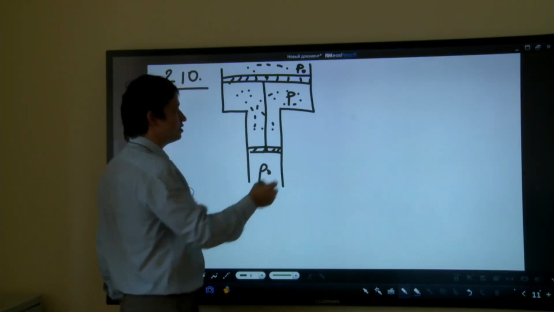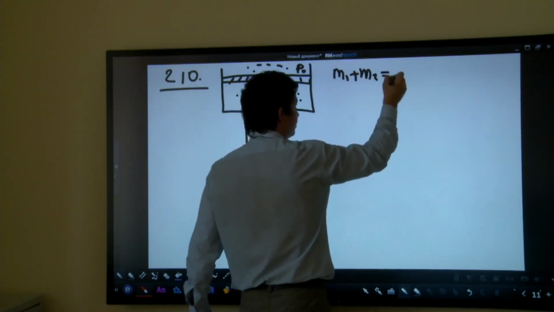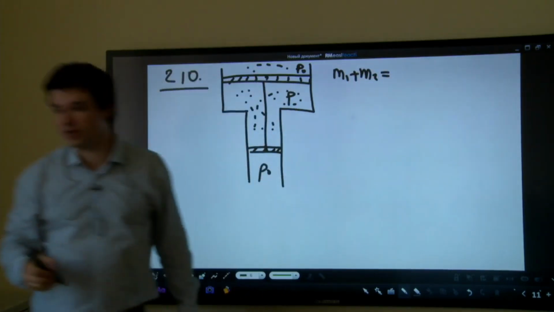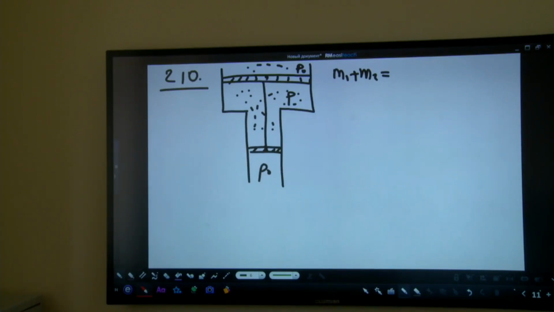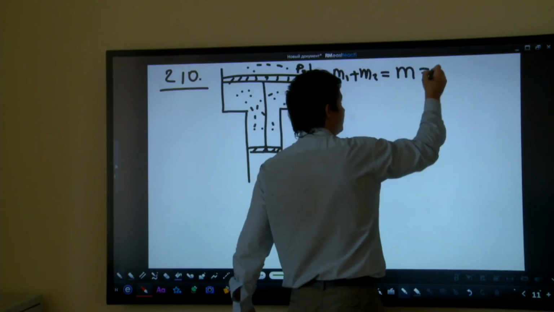And the mass of these pistons together is 5 grams probably. Yes? Oh no, it's 5 kilograms. Mass is 5 kilograms.